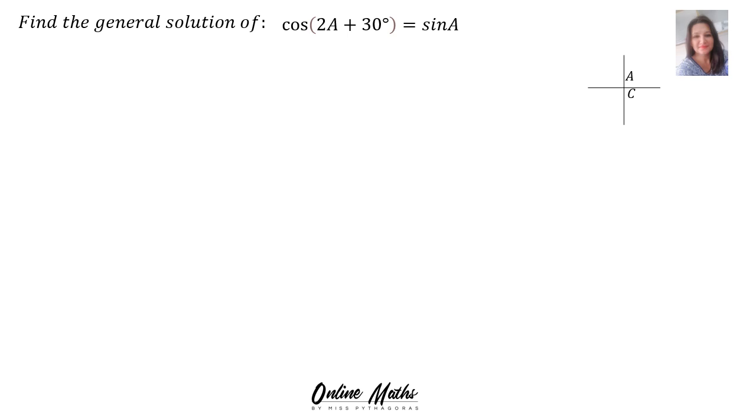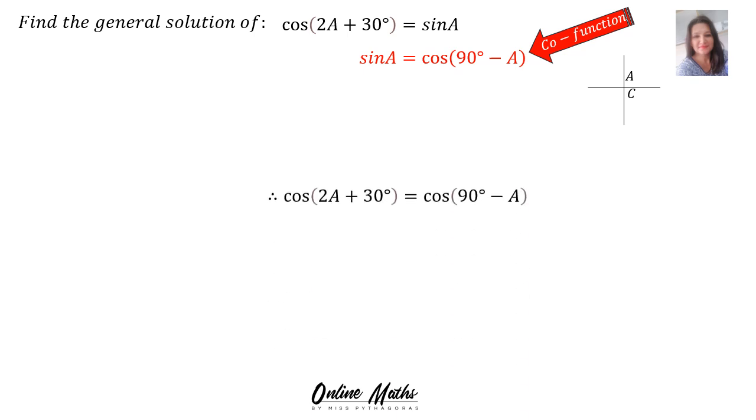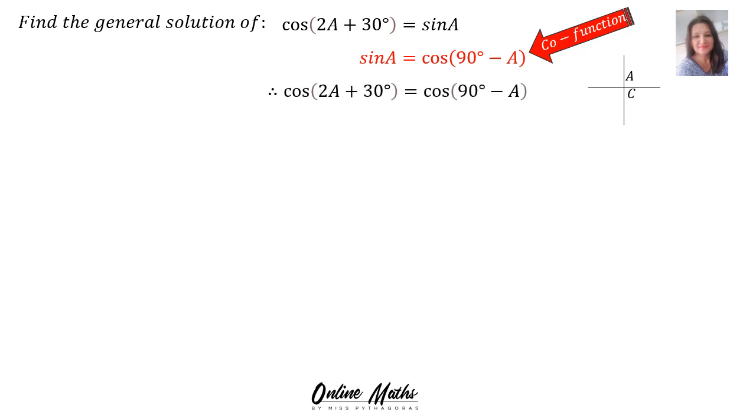Now there's something that I have taught you when we dealt with identities and reduction formula, and this is the one that was called the co-function, where sin a is equal to cos(90 degrees minus a). It's the reduction formula, the co-function for sin. And now in the place of sin you can substitute the cos(90 degrees minus a).